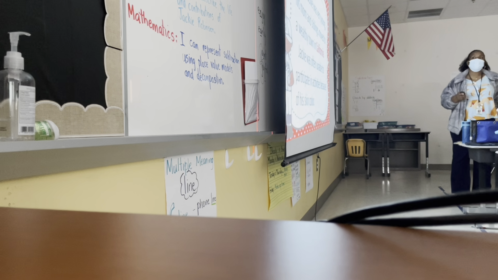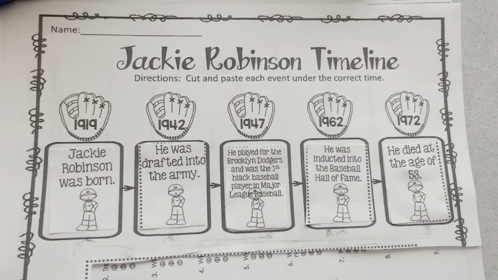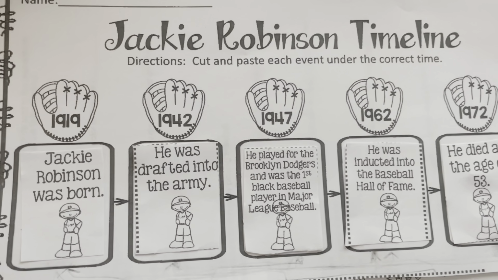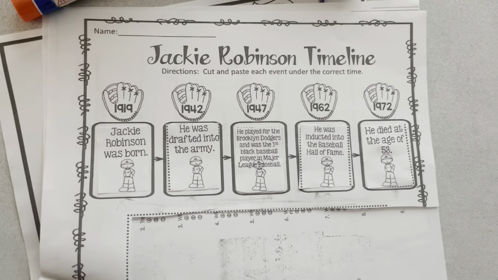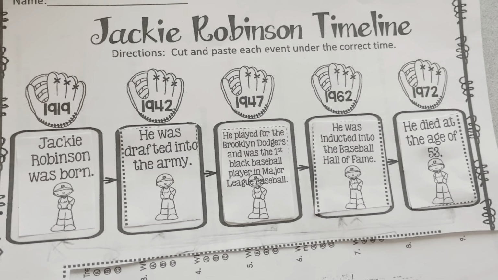And then after, it was the you do, where they worked independently to create their own timeline by cutting and pasting and creating this timeline of Jackie Robinson's life. Again, if you did not watch part 1, you need to check part 1 out. So right after social studies, they do get a break, and then it's time for math.